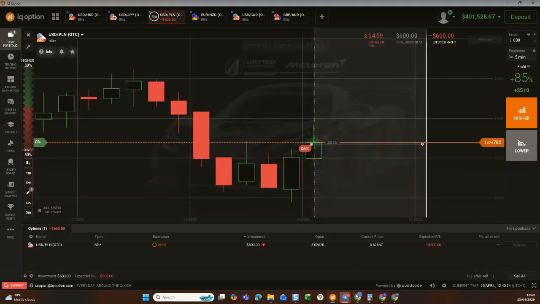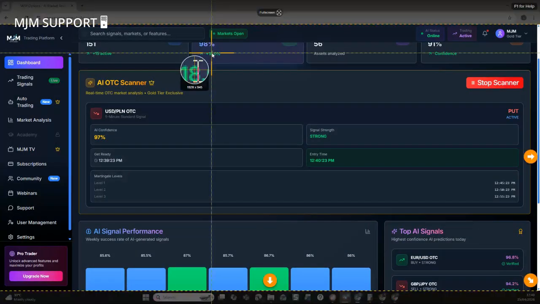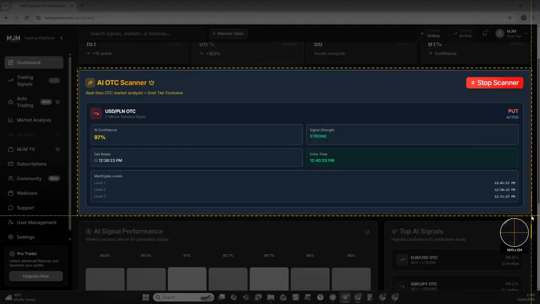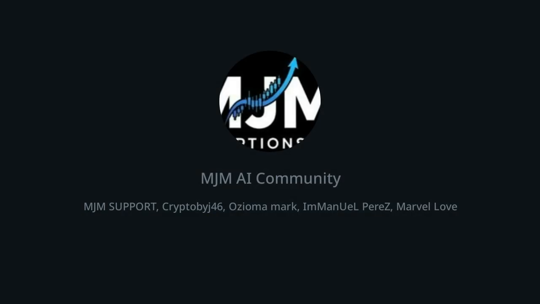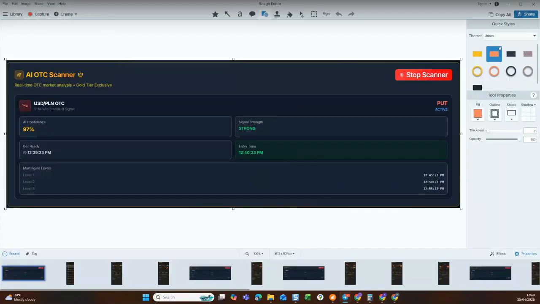So let me do a screenshot of the signal for reference sake, so I can always reference it for later. So I have it saved here. Now I'm going to send it to the channel so you guys can see it on the channel also. AI signal. So now that is there.